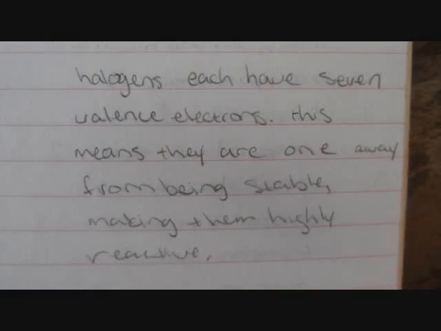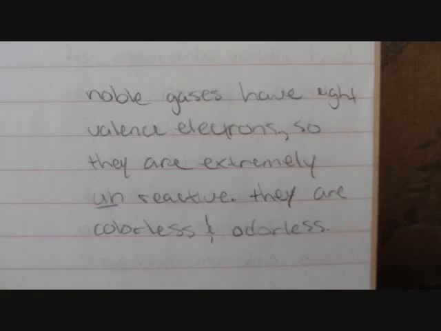Halogens each have 7 valence electrons. This means they are 1 away from being stable, making them highly reactive. Noble gases have 8 valence electrons, so they are extremely unreactive. They are colorless and odorless.